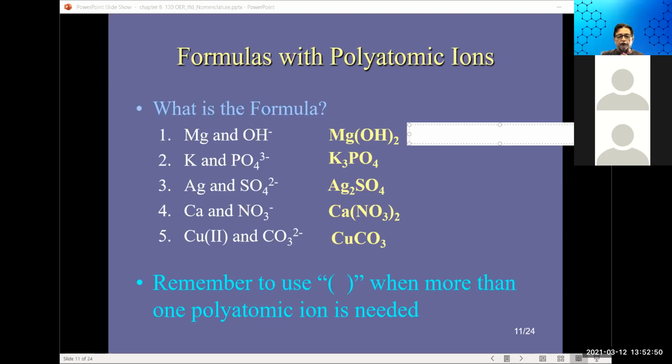Now, with respect to naming, let's name them. Who would like to take the first one? What do you think the first one is? What is the name of Mg(OH)2?